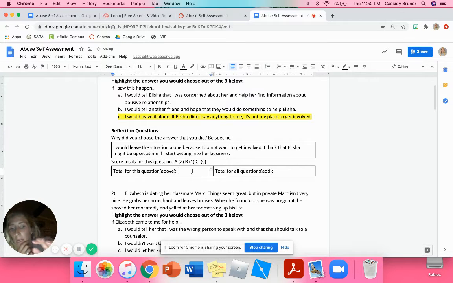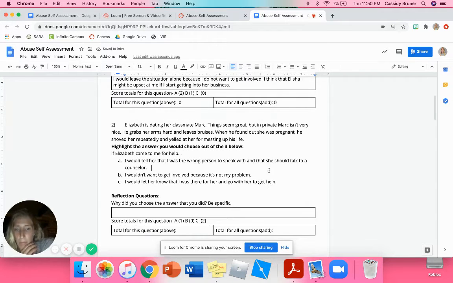Then it says score totals for this question. How many points did I get for this question? I chose answer C, okay? Answer C is worth 0 points, so I got 0 points. Then it says total for all of the questions. We've only done one question, so the answer is going to be 0. Let's do the next one.